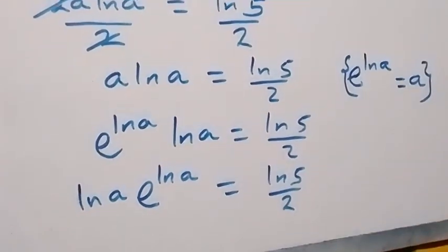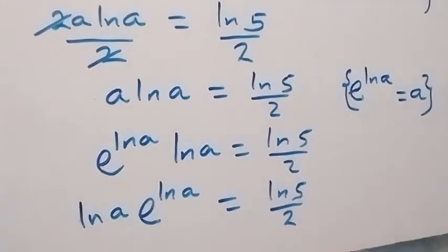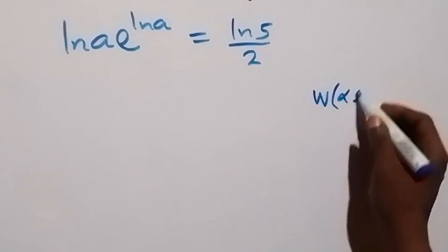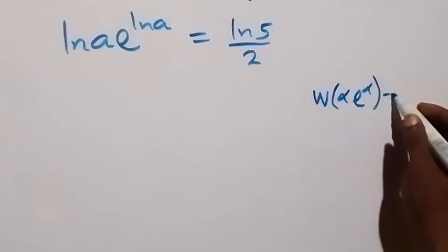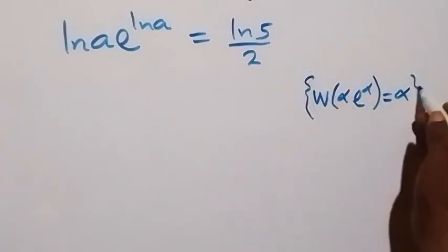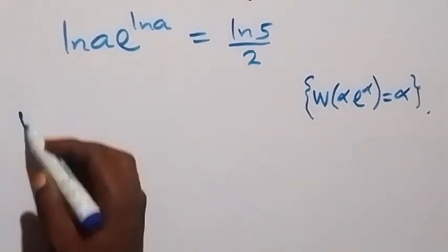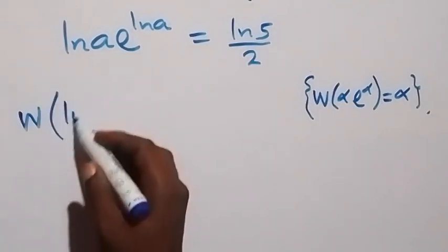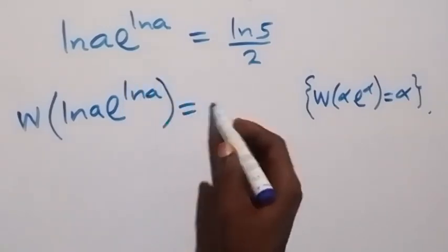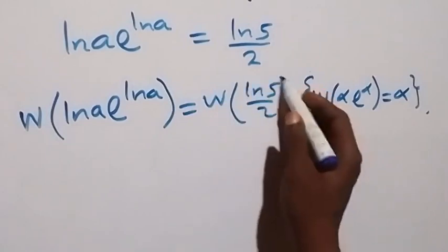Then we can apply the Lambert W function from here. That is, when we have W function of alpha e to the alpha, this will be equal to alpha. Then using this relation here, we can take the W function on both sides. That is, we have W function of ln a, e raised to ln a, equals W function of ln 5 over 2.